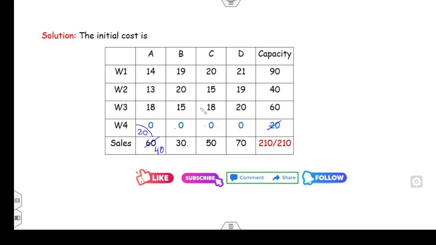Now look at the next smallest number, 13. Fine. So what is that? It's 40 and 40. So allocation is 40. Minimum of 40 and 40 is 40.